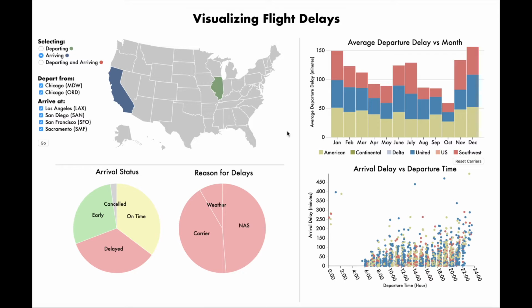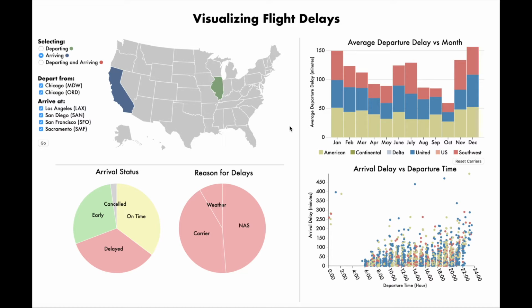Let's examine the different visualizations that we have. In the top left, we have a map to enable the user to make choices on which airports to include in the other visualizations. Here we can see that we've selected the state of Illinois for departing and the state of California for arriving. We also allow users to select a state for both departing and arriving if they were going to, say, go from Los Angeles to San Francisco. We then allow users to select different airports and then hit the Go button to update the other visualizations.